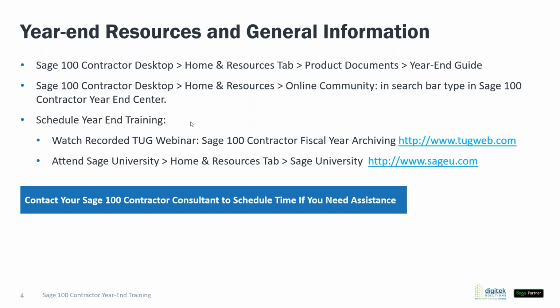There are several areas that Sage has provided where you can go get additional information on a bunch of different topics, not just closing or archiving your payroll or your database, but all sorts of different topics within Sage. Two of the areas are actually in your software, and I'm going to pull my software over here and show you.